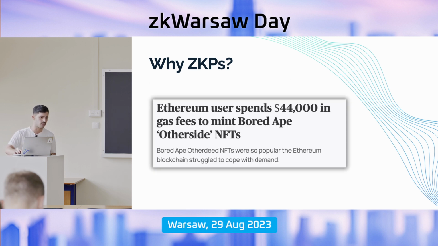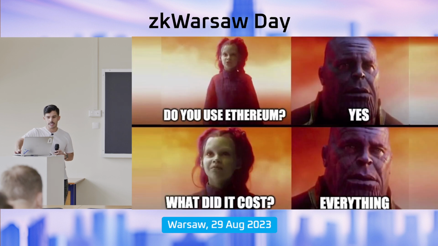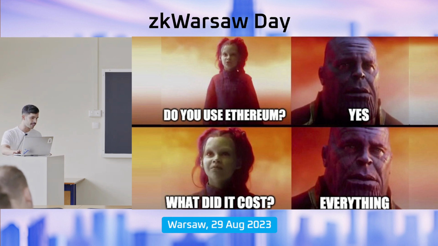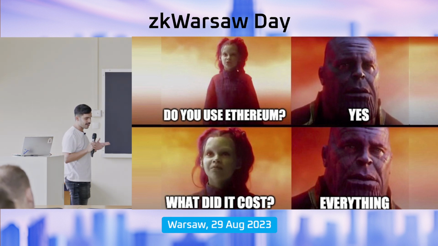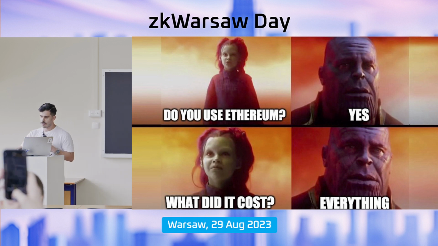Here are a few examples of this scalability issue. In the past, we've seen gas wars. During the whole Ordinals and Bored Ape Yacht Club things, we saw people minting NFTs for close to $50,000. Here's a little meme just for the laughs, don't be like Thanos. But in all honesty, Thanos does have a point, because Ethereum is the most secure network, right?